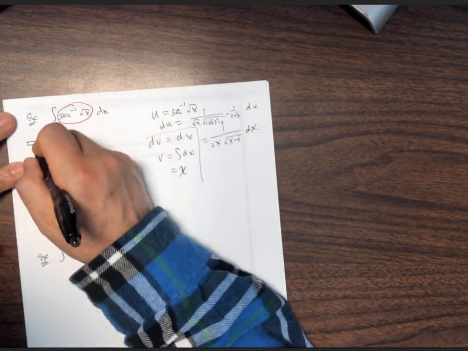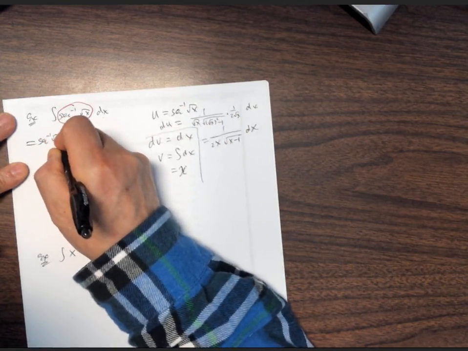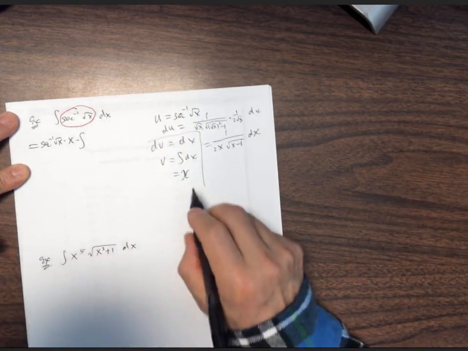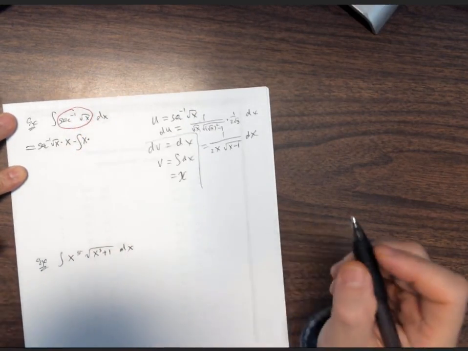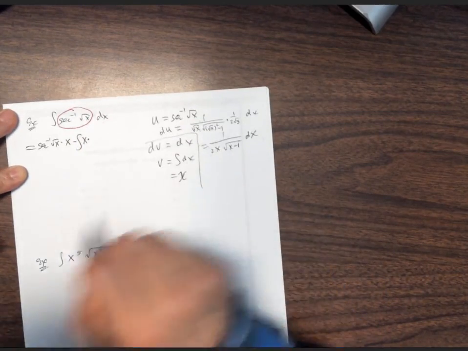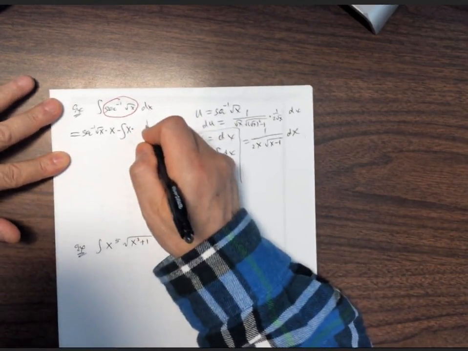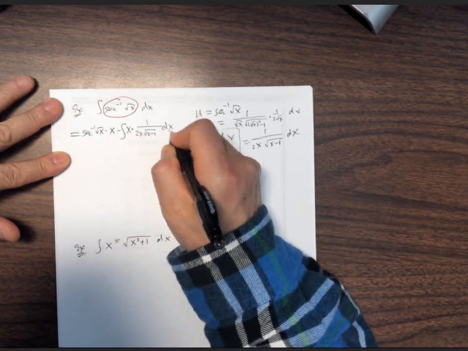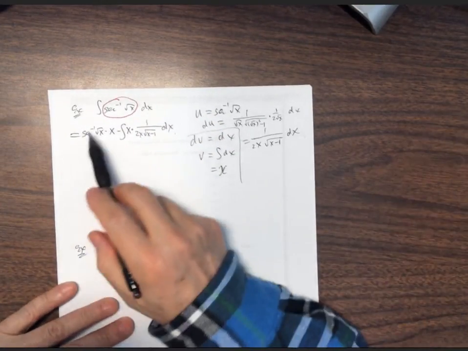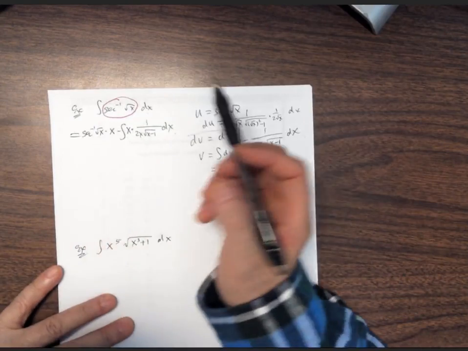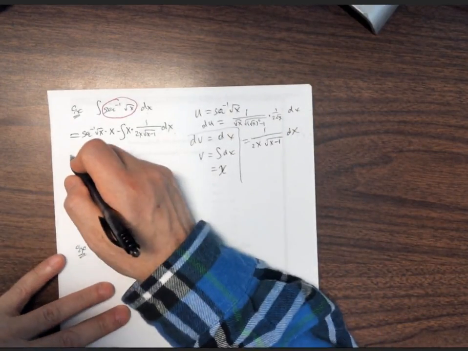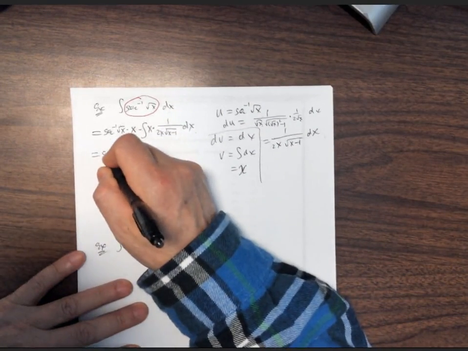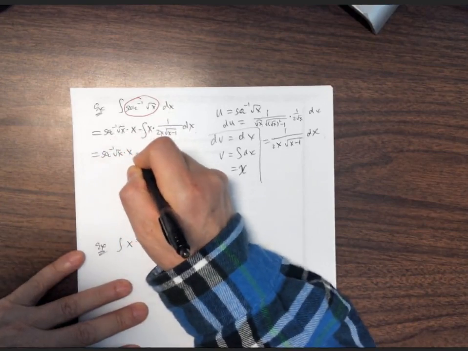What's u? This is u. U times v minus the integral of v du. This is du: 1 over 2x square root of x minus 1 dx. Alright, this part we don't worry about because it's done. We're doing integration. We don't need to worry about this at all. Just copy it down. What we need to check is this.